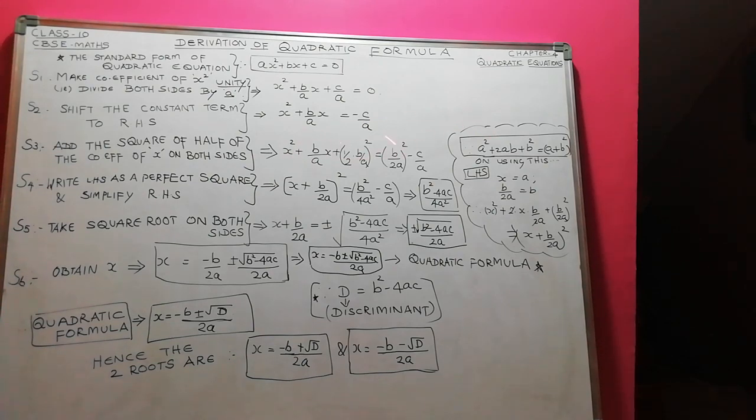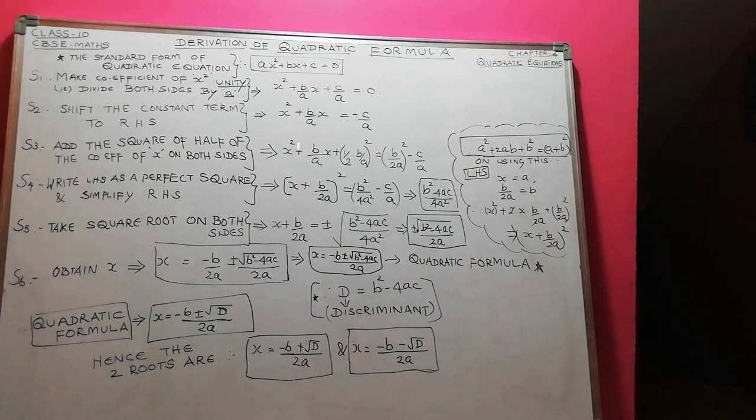That is b by 2a. So we can write a squared as x squared, 2a is x and b is b by 2a, plus b squared is b by 2a the whole square. Now on simplification, in the second term, 2 in the denominator and 2 in the numerator get cancelled. So we are getting b by a x and b by 2a the whole square.